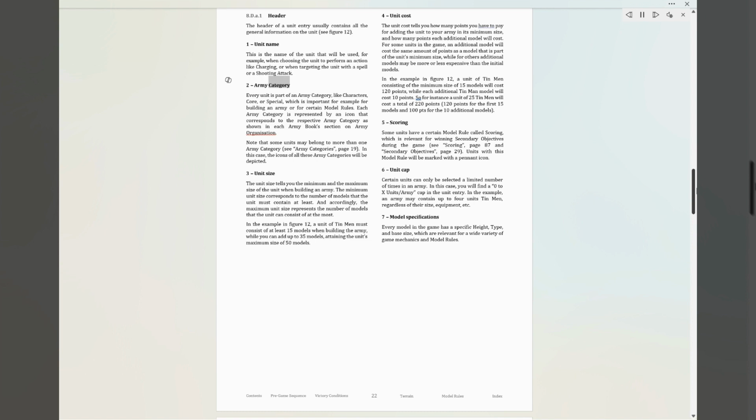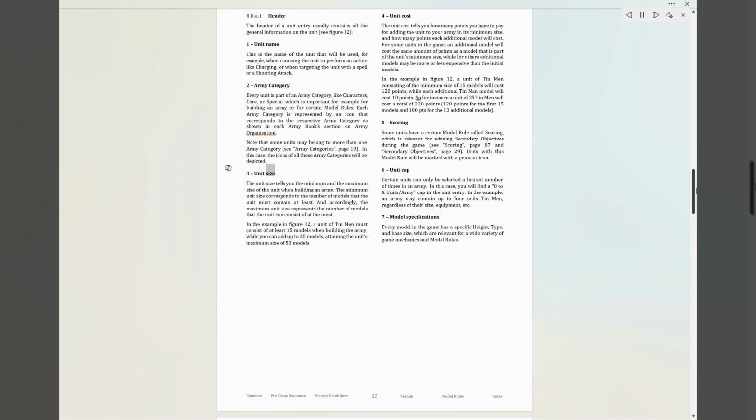Army category. Every unit is part of an army category, like characters, core, or special, which is important, for example, for building an army or for certain model rules. Each army category is represented by an icon that corresponds to the respective army category as shown in each army book section on army organization. Note that some units may belong to more than one army category. See Army Categories, page 19. In this case, the icons of all these army categories will be depicted.